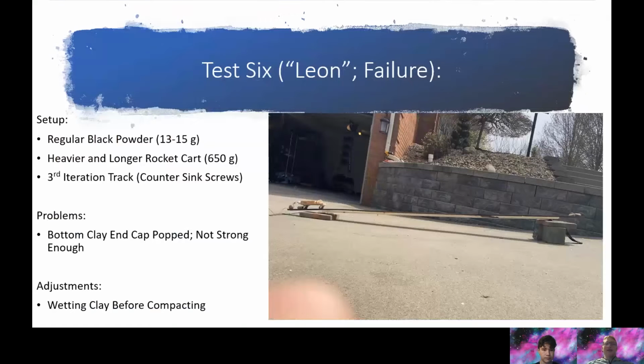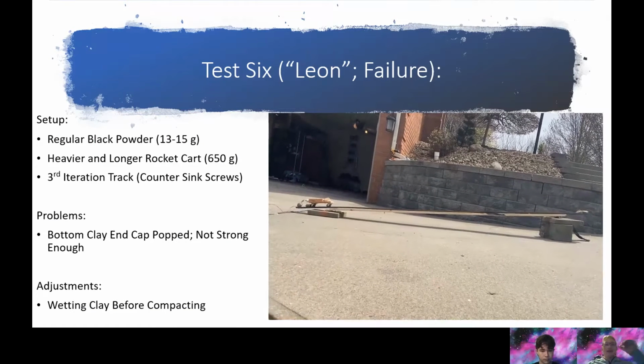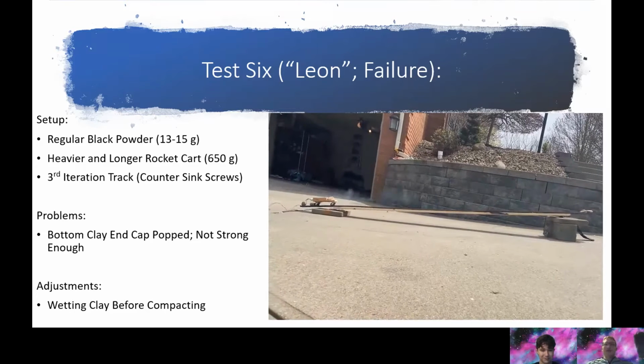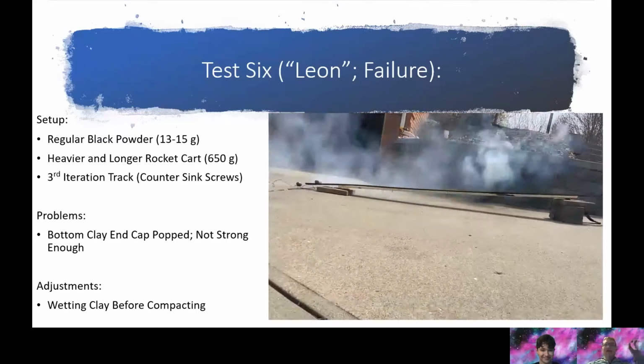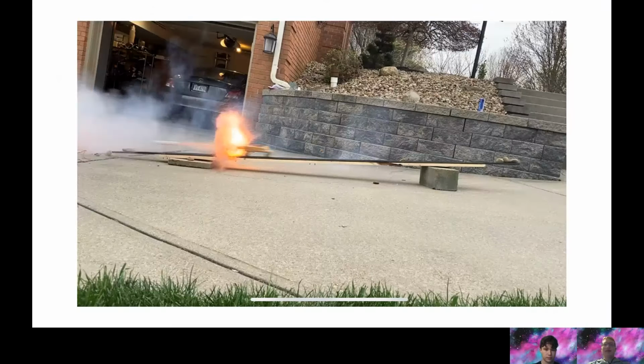Now, in our next test, test 6, we named him Leon. It was also a failure, I'm sad to say. This time we used regular black powder. And you see the bottom end cap of the model rocket engine actually popped. You'll see that in the explosion about halfway through the video because it wasn't strong enough. So we decided to wet the clay before compacting it, and this would make it stronger, more concrete-like.